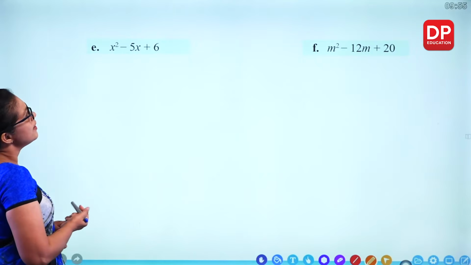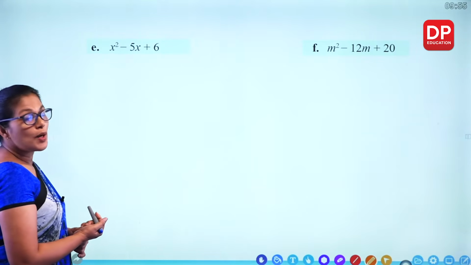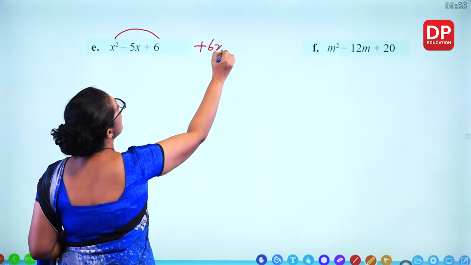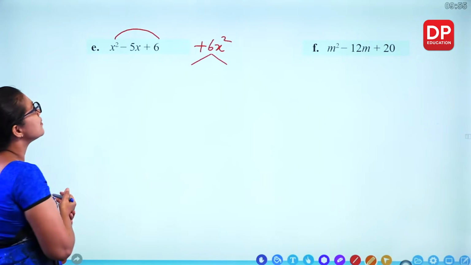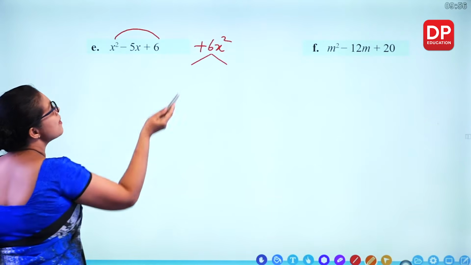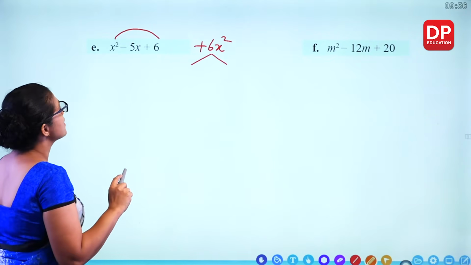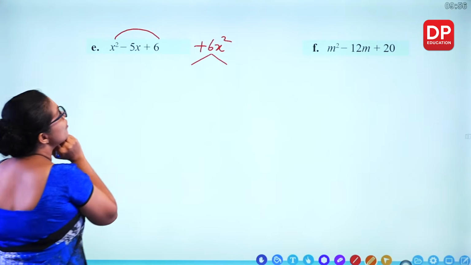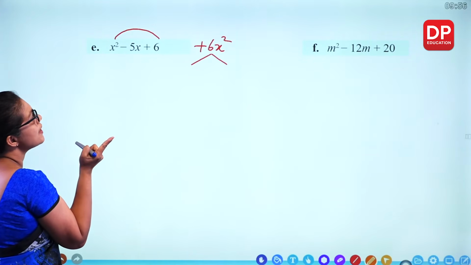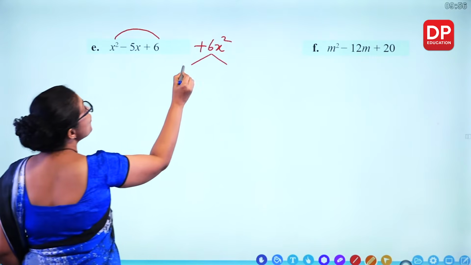This one, middle one negative, last one positive, means same thing. So 6x squared and the factors. This is negative, middle term is negative. So that means both negative factors. So you can't use 6 and 1 because you get minus 6 and minus 1, minus 7. So 3 and 2.